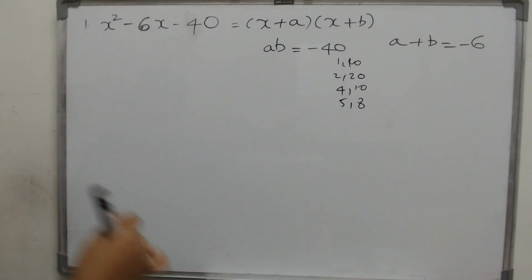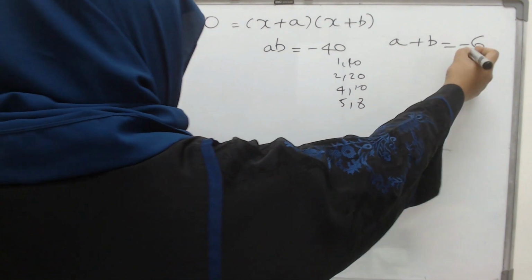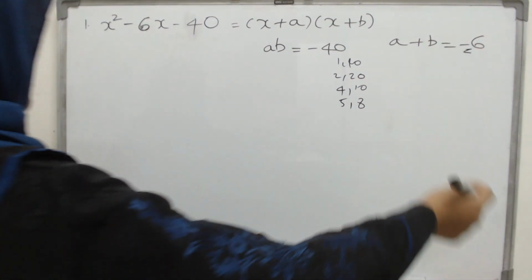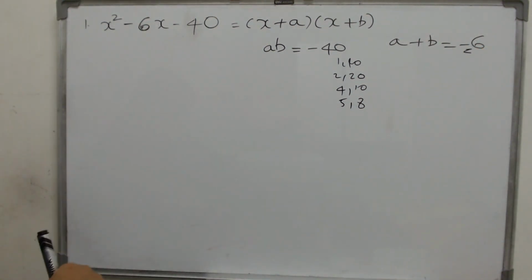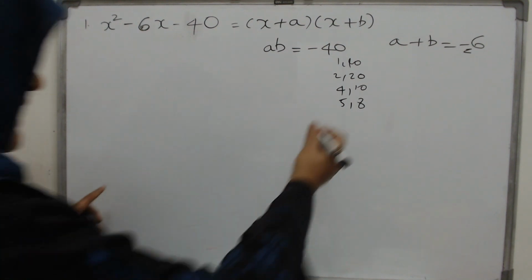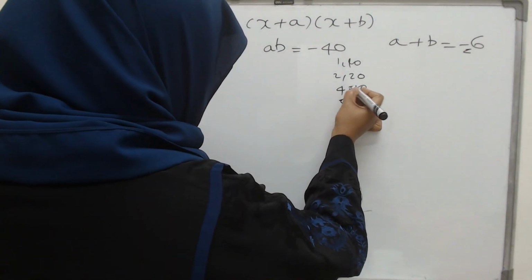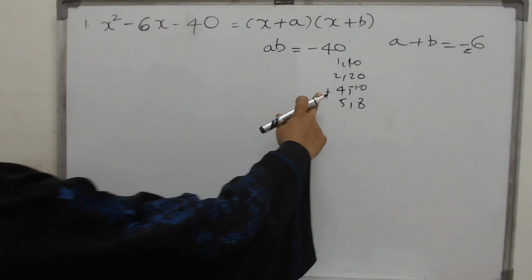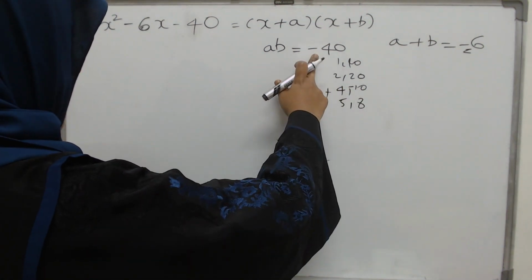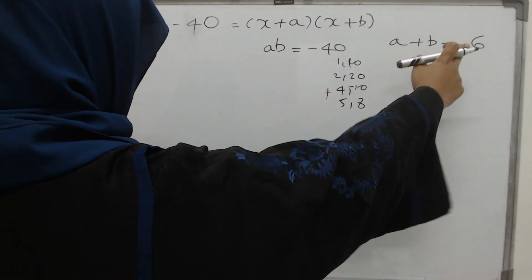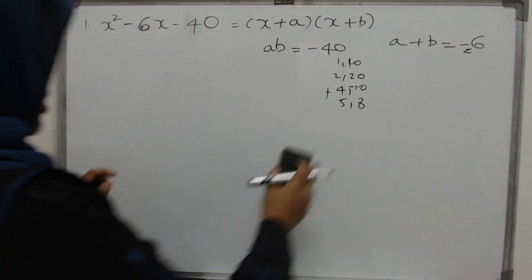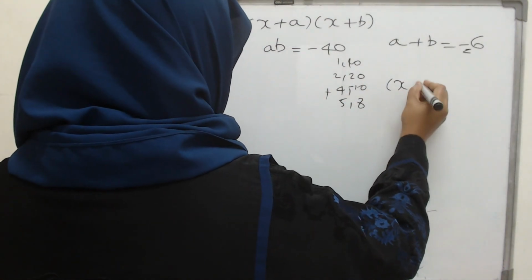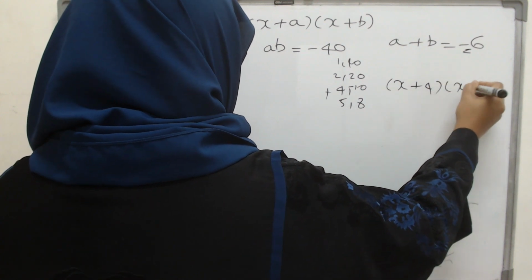So next, which one is positive and which one is negative? Look at the sign here. It has a minus. That means whichever number was greater, that had a minus sign. So what you are looking for is minus 10 and plus 4. So multiplied, they will give you minus 40. Added, it will give you minus 6. So just looking at this, you can say that your answer is x plus 4 and x minus 10.